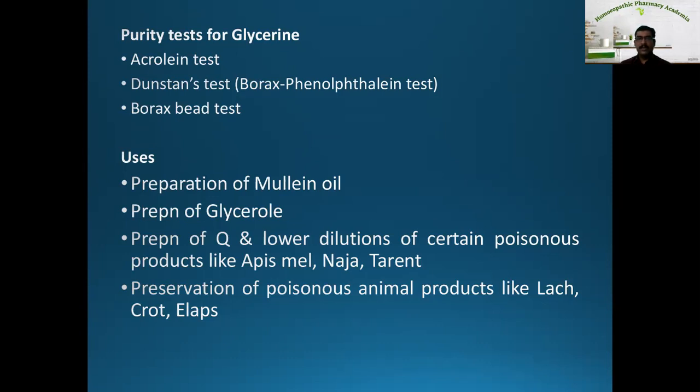The third use is in the preparation of mother tinctures and lower dilutions of certain poisonous products like Apis mellifica, Naja, Tarentula, etc. That is, medicines prepared from animal sources. The next use is for the preservation of poisonous animal products, especially venoms, snake venoms of the Ophidia group, like Lachesis, Crotalus, Elaps, etc.